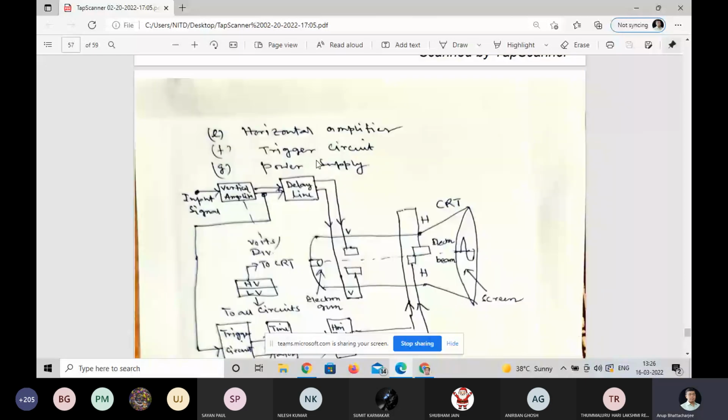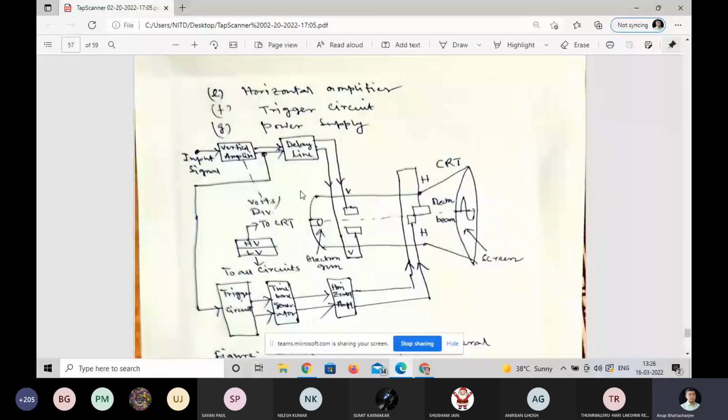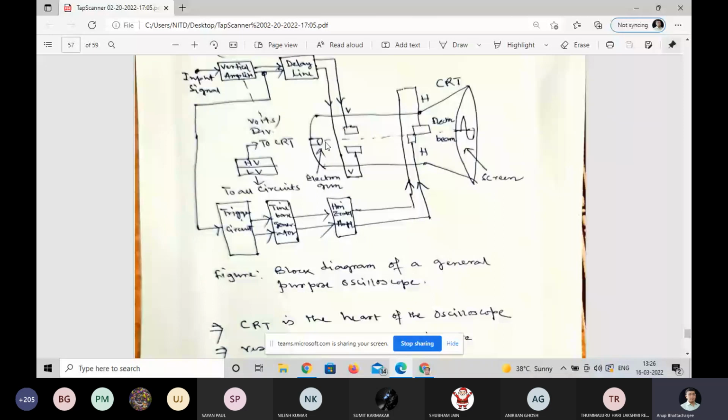This is the block diagram I have told you about, the block diagram of a general purpose oscilloscope. Although you can see from the diagram, it is clear to you that I have drawn it, okay? But I am not a very good drawing teacher. So you will get a nice picture from any book, or on Google: give CRO diagram and you will get it nicely.